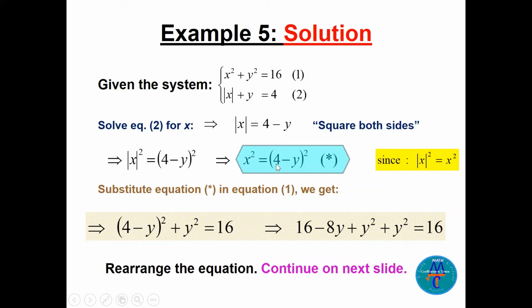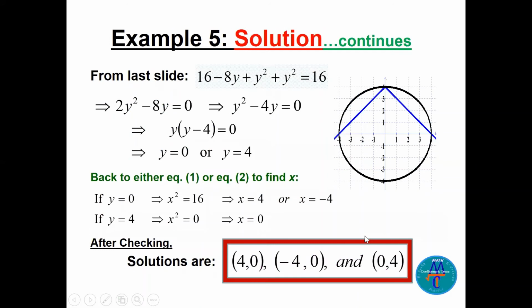Remember the formula, a minus b all squared: a squared minus 2ab plus b squared. So this is 16 there, minus 8y plus y squared, plus the other y squared there is equal to 16. Now rearrange the equation and try to find the y.